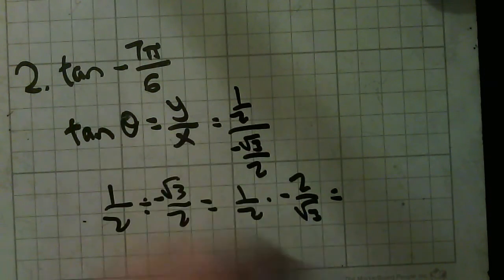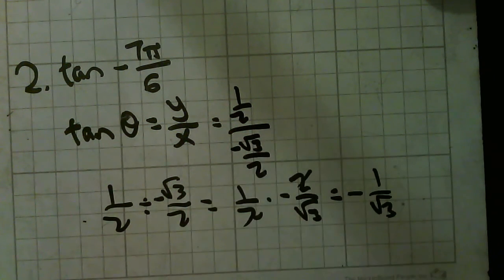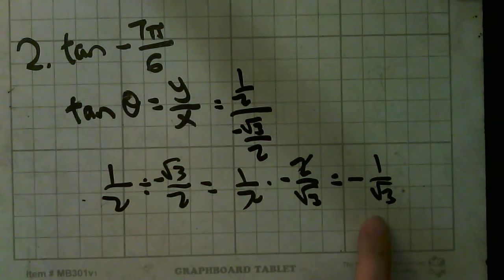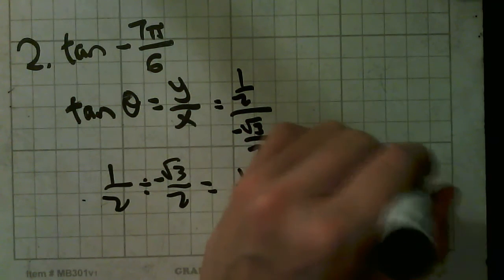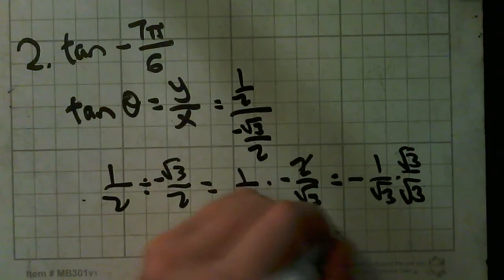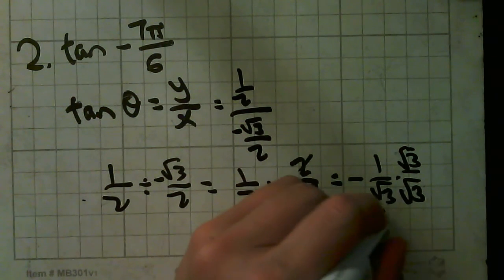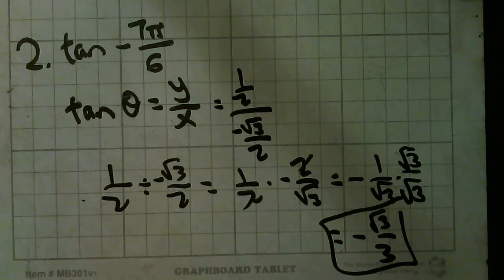When we do that, our 2's are going to cancel out. Make sure your negative is in the middle here. We got 1 over radical 3 here. Unfortunately, we usually can't have a radical on the bottom, so here we have to rationalize like we did in the past. So this is now going to become negative radical 3 over 3 as your final answer. Make sure the negative's in the middle or the software is going to mark it wrong.